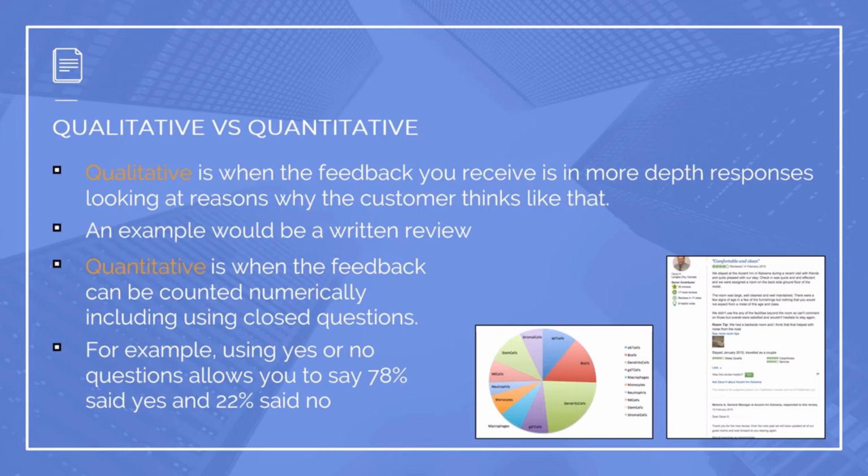Quantitative is when the feedback you get can be counted numerically. It usually uses closed questions. So if you give people options like yes or no, then you can calculate how many people said yes, how many people said no. So it allows you to get a very quick, easy analysis, but obviously doesn't give you massively clear responses.